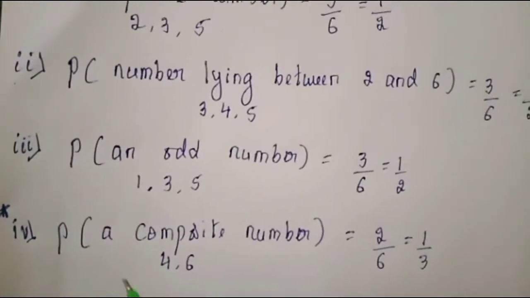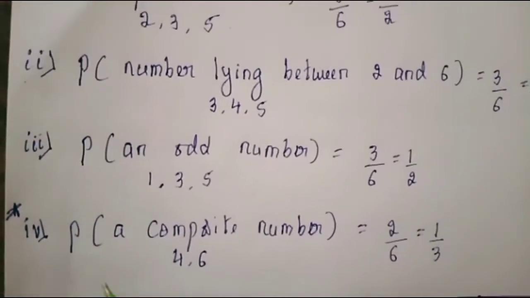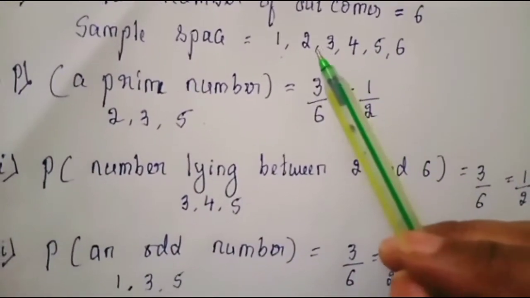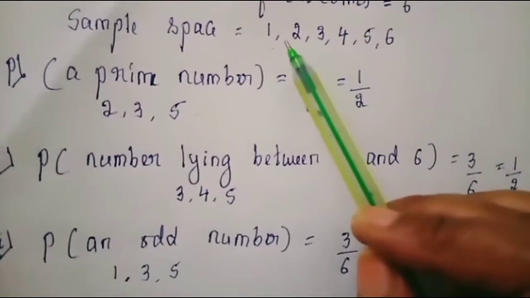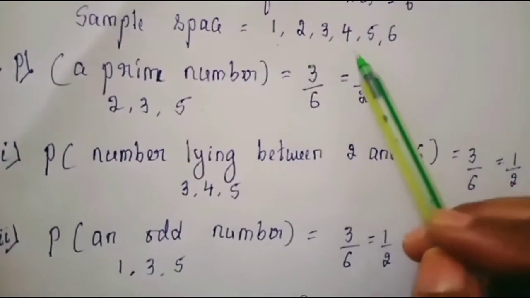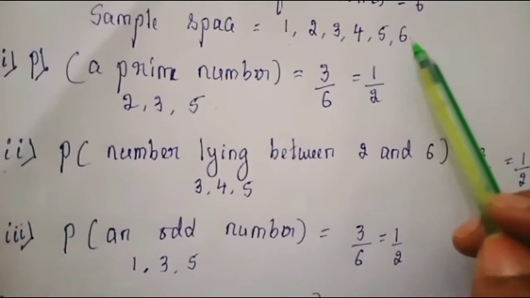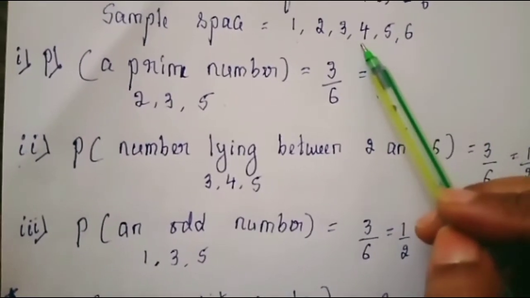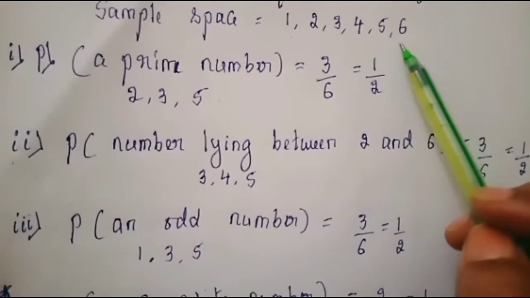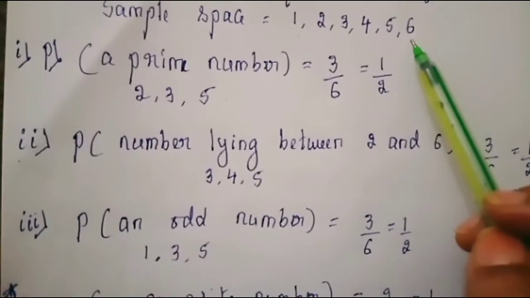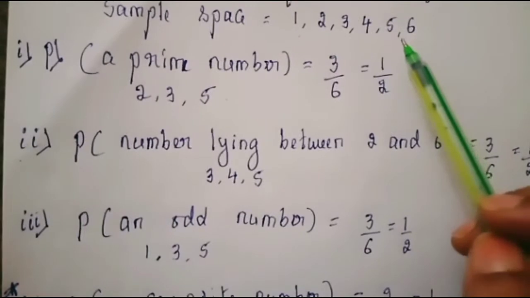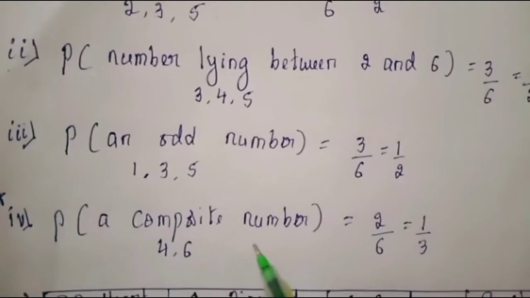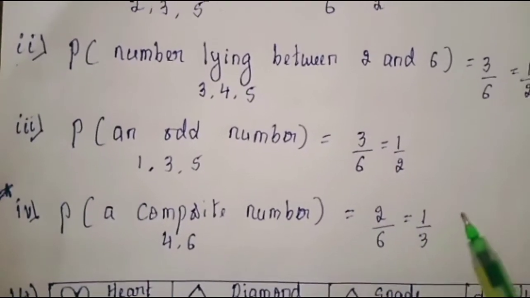Next comes probability of a composite number. This is an extra question I have added here. Just now we did prime numbers, that is 2, 3, 5 are prime numbers, and I said 1 is neither prime nor composite. So 4 and 6 are composite. Why do we call these two composite? Because they have more than 2 factors. 4 has factors 1, 2, 4. 6 has factors 1, 2, 3 and 6. If any number has more than 2 factors, we call it a composite number. So probability of a composite number is 2 by 6, that is 1 by 3.